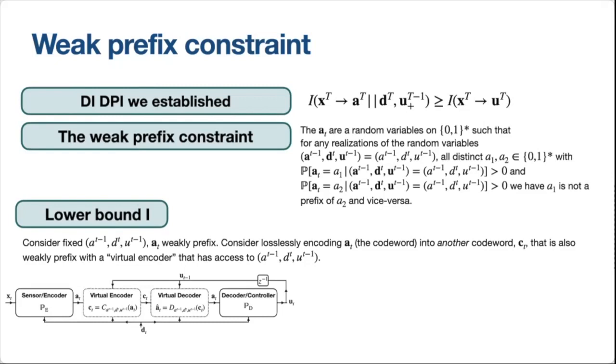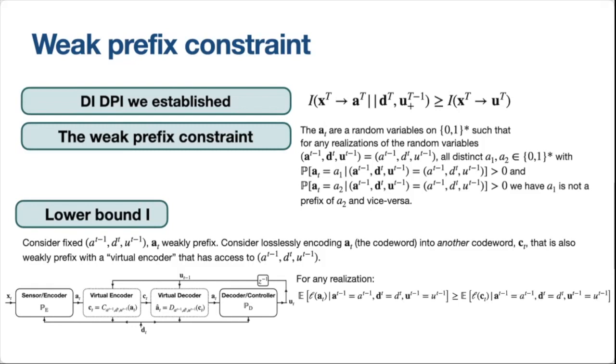At time t, the virtual encoder's job is to encode the code word a sub t, which we assume satisfies the weak prefix constraint, into another code word, c sub t, that is also weakly prefixed. Let's assume that the virtual encoder and decoder have access to the past history of controls in transmitted code words, as well as causal access to the dither.